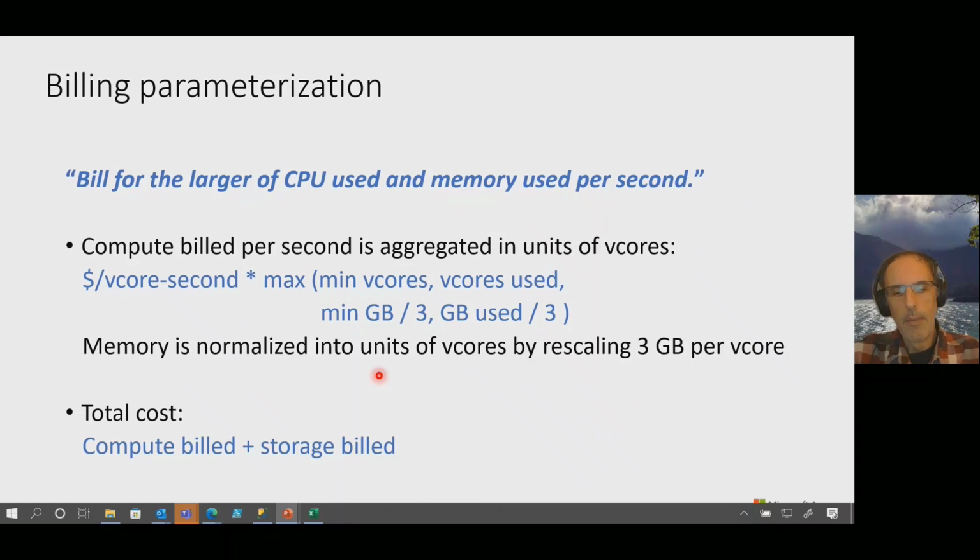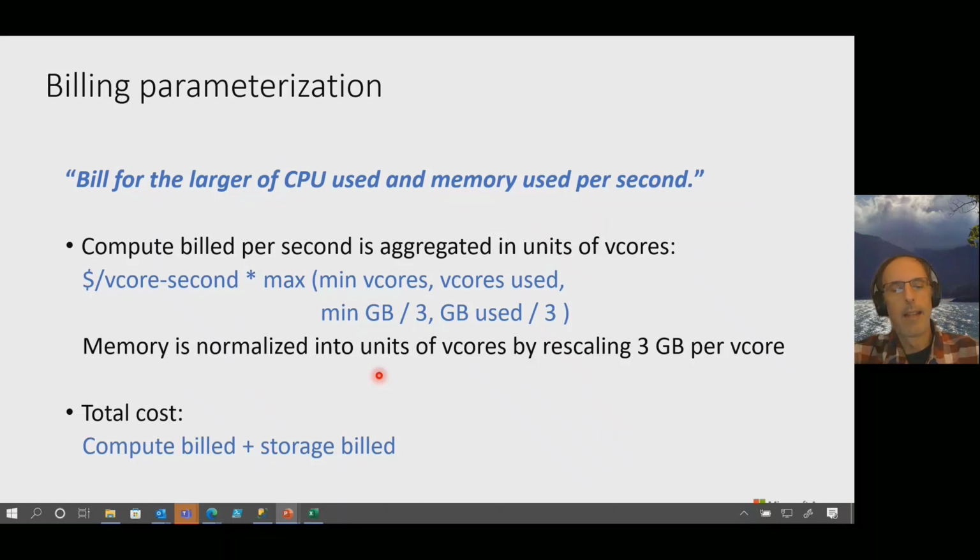So, for example, if over 1 second 1 vcore of CPU is used, but let's say 6 gigabytes of memory is used, then we'll rescale 6 gigs of memory by 3 gigs per core to come up with 2 vcores of memory that's used, and then compare that against 1 vcore of CPU that's used. And because memory is the more dominant resource in that calculation, that's what's billed for that 1 second in time.